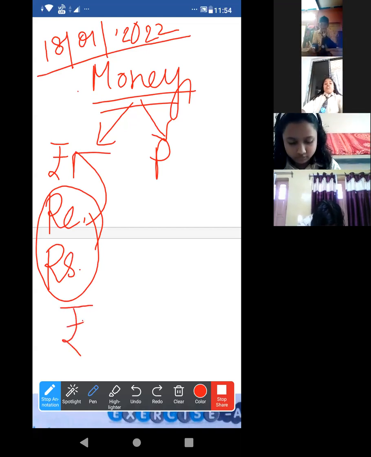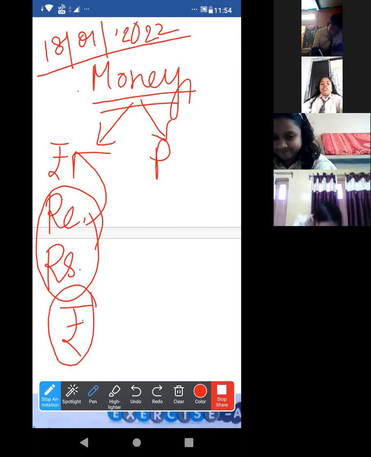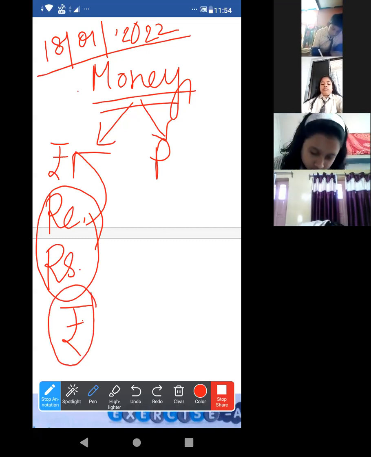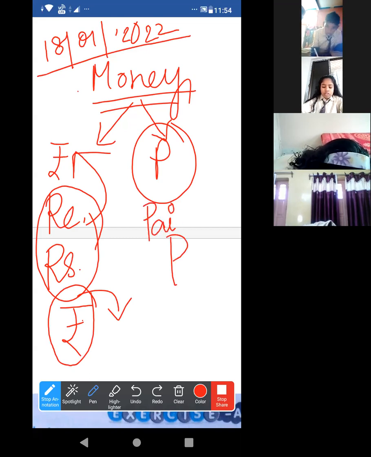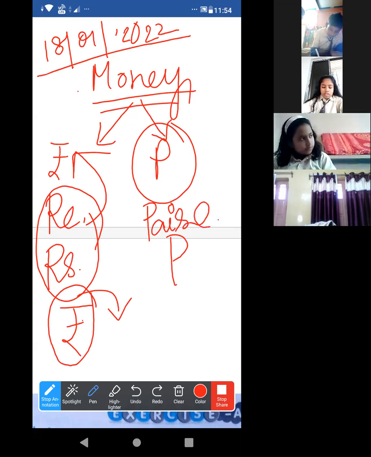Currency of our country. Now this is the rupee sign; for singular or plural, it doesn't matter, we can use this sign. And for paise, we can write only P for paise, okay? Understood? Shake your head if yes.